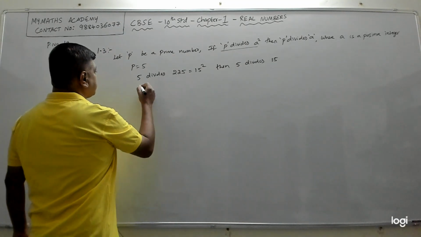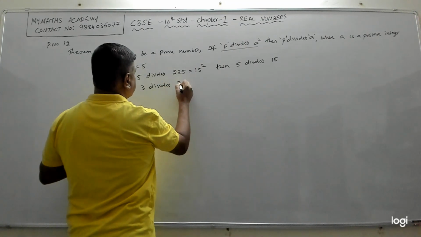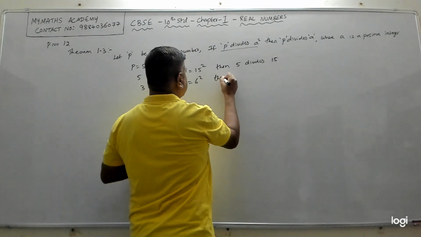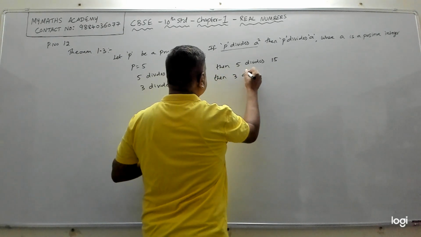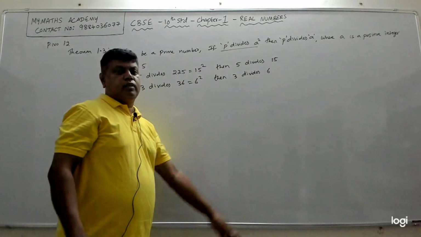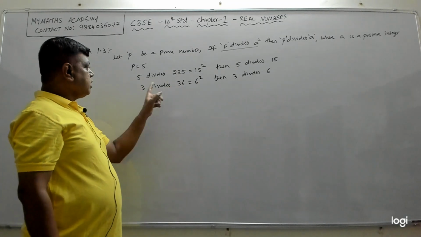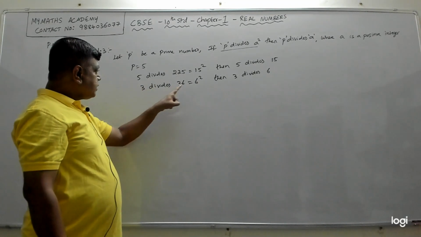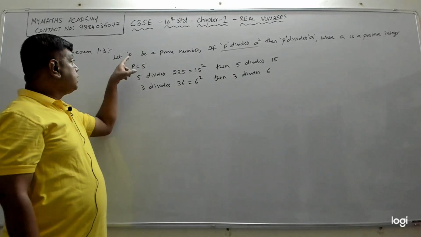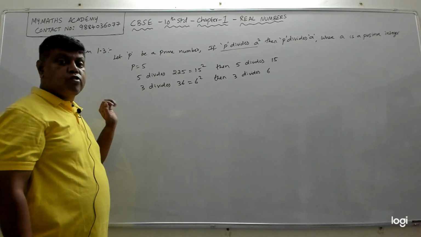Let's take one more example. Suppose 3 divides 36. 36 is equal to 6 square. Then we can say 3 divides 6, which is true. 3 twos are 6, right? So when 3 divides 36, which is 6 square, which means P divides a square, then P divides a. This is true only if P is a prime number. For 5 and 3, these are prime numbers. If it is not a prime number, then it is not true.